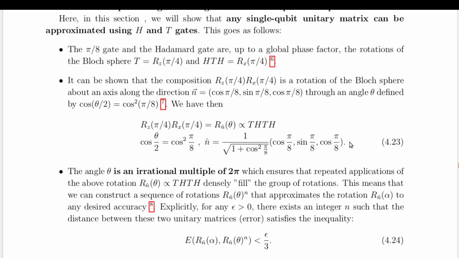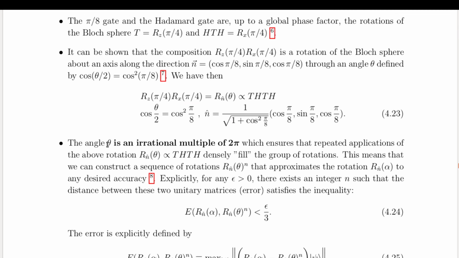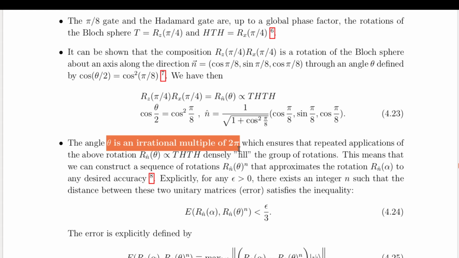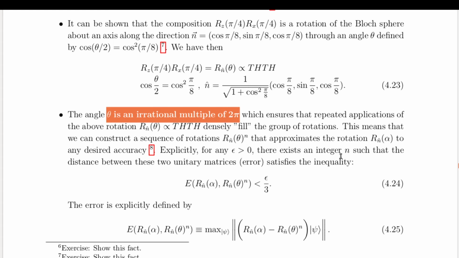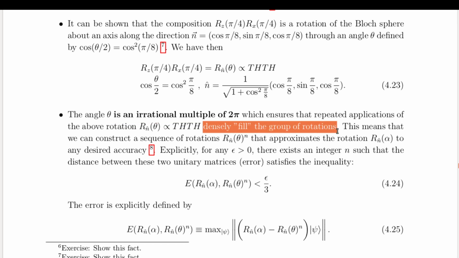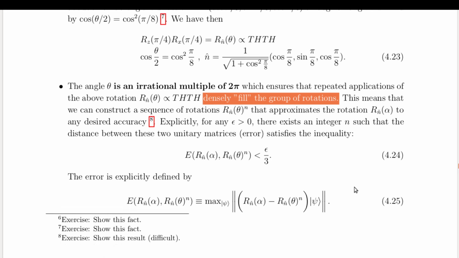Here's where things get interesting. The angle θ is an irrational multiple of 2π. Why does this matter? Because it ensures that repeated applications of the rotation R_n̂(θ) densely fill the entire group of rotations. In simpler terms, by repeating this operation enough times, we can approximate any desired rotation to arbitrary accuracy.